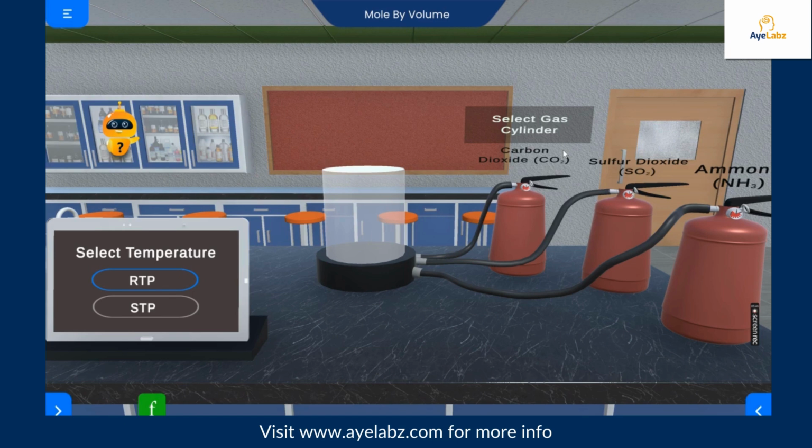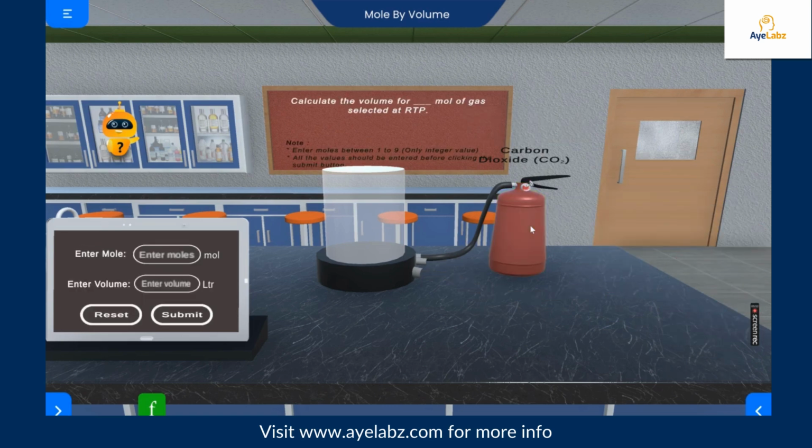Here we have three different gases: carbon dioxide, sulfur dioxide and ammonia. Let me select carbon dioxide, and here we have to enter the number of moles. Let me add 2. And what would be the volume occupied by 2 moles of carbon dioxide?